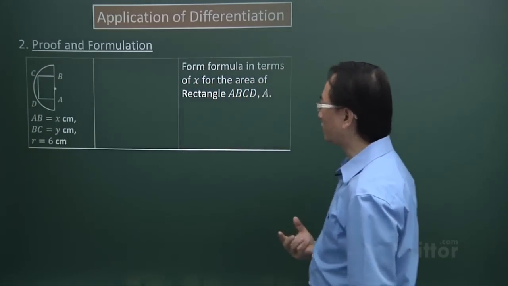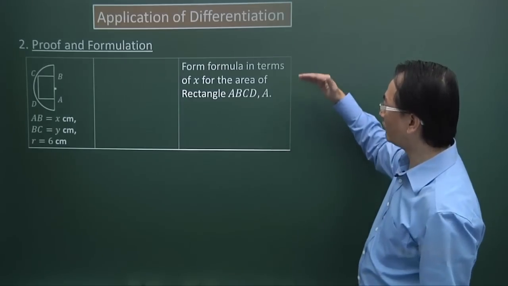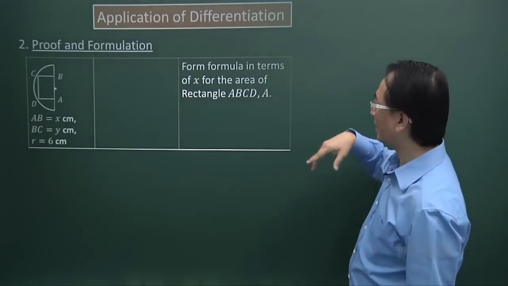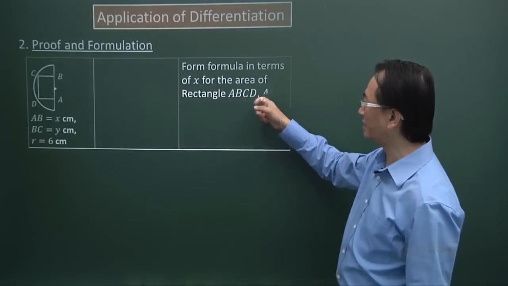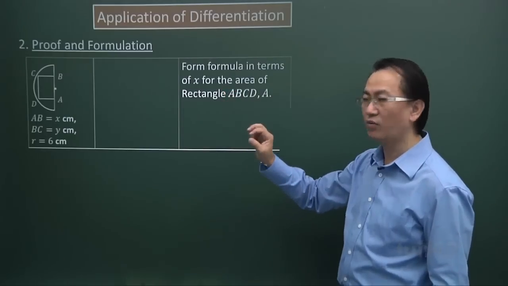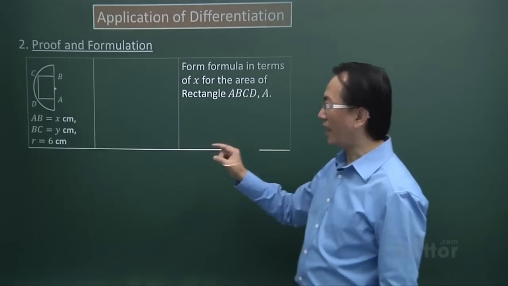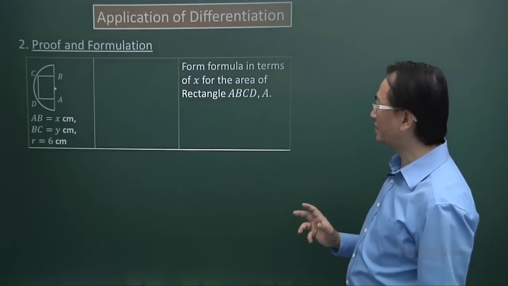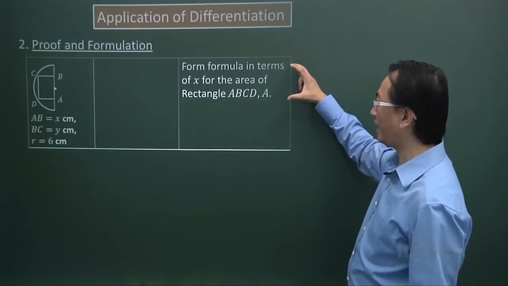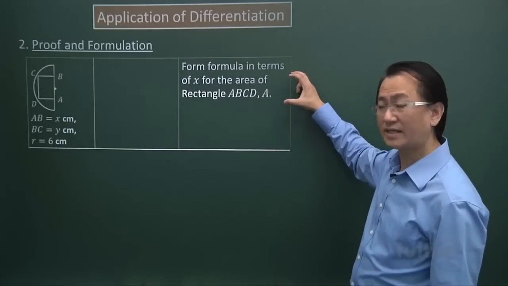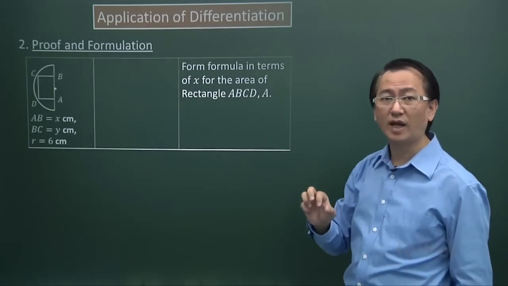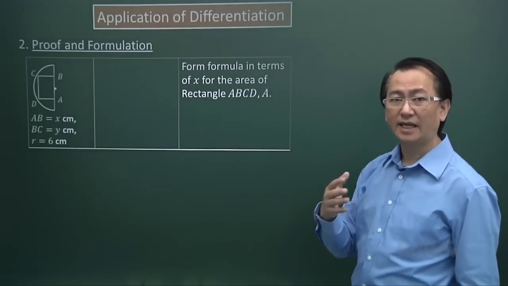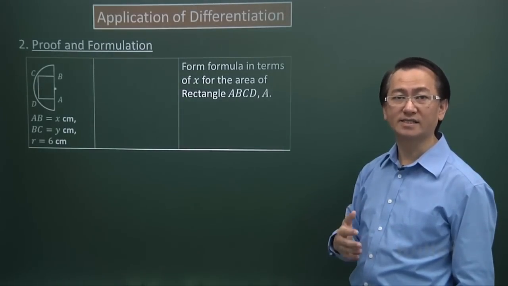So what we need to do before we can even formulate this area of the rectangle in terms of x is to work out y in terms of x over there. The reason is that if we want the area of the rectangle in terms of x, the y will have to be substituted. So we need an equation involving y as a subject.